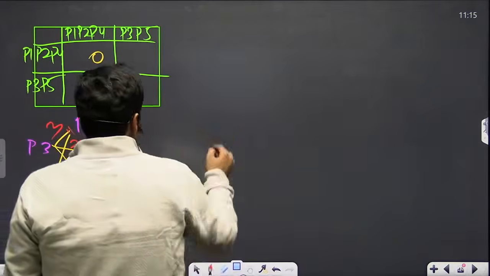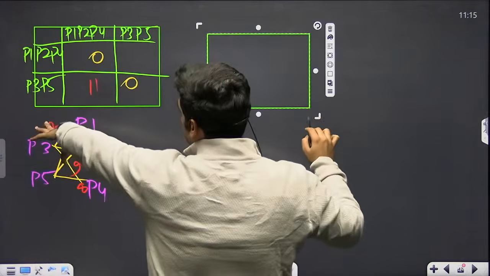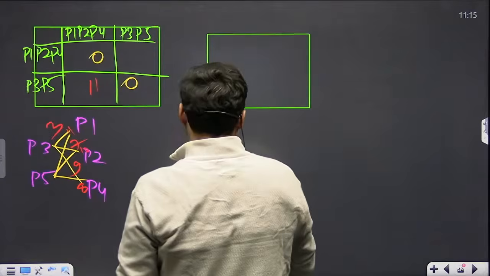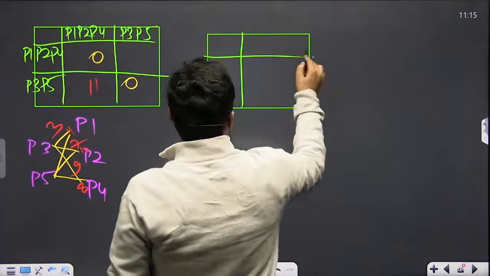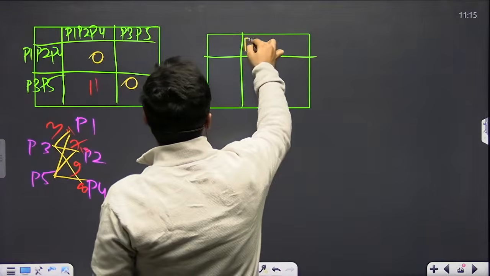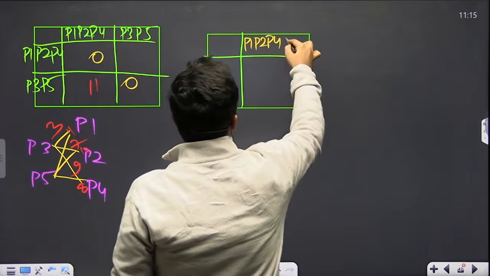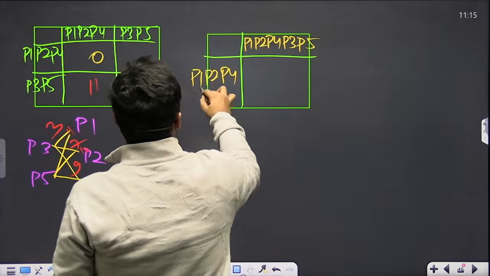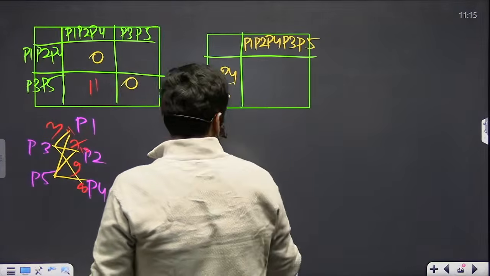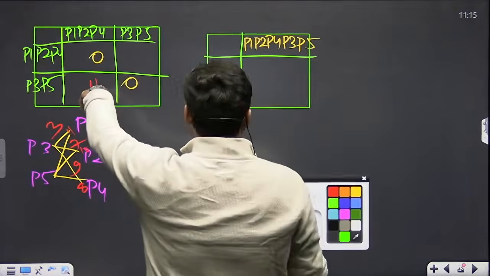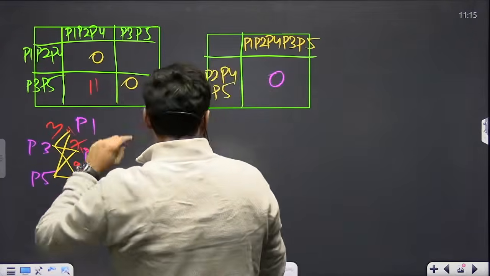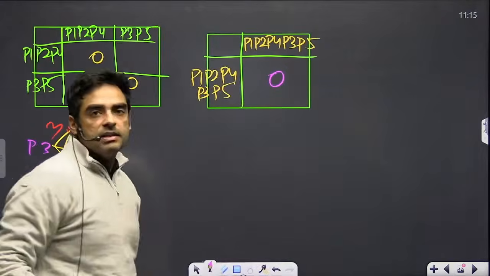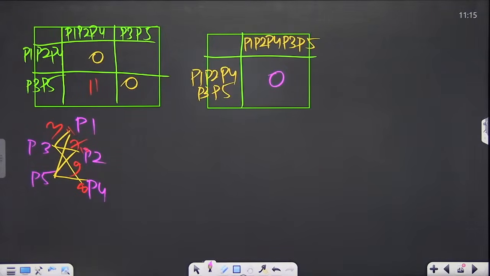Now in the next step I would be just joining this. I would be joining all the elements here. I have P1, P2, P4, then P3 and P5, and I'll be joining them at 11. Ultimately I'll get a 0 here and I would be terminating the process. So this is how the complete linkage works.